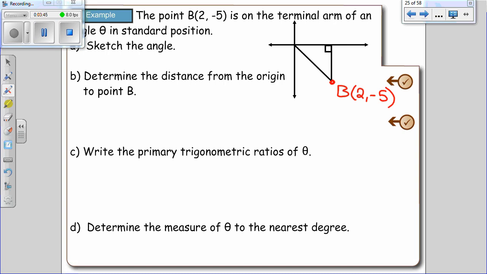Sketch the angle. Well, it's been sketched for you. But it said it's in standard position. So where would that angle be that they want you to find? Standard position means you start from your x-axis and you go counterclockwise. That's theta. So the angle is actually not inside your triangle.